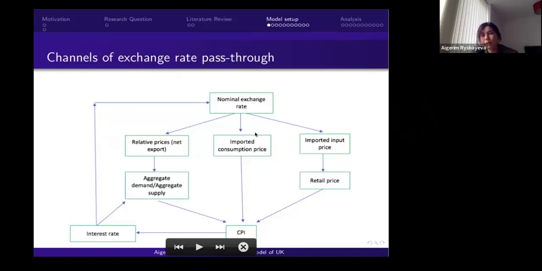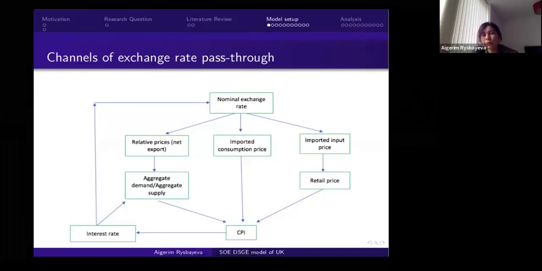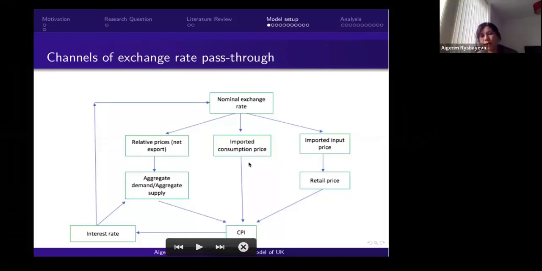So this is a difference between the partial and general equilibrium model. In the partial equilibrium model, there is just one straight line from nominal exchange rate to CPI level. But in the general equilibrium model, you see the dynamics go in both ways, from nominal exchange rate to CPI and from CPI to nominal exchange rate. So this is the main difference between these 2 models, and that's why the pass-through degree is quite different for the 2 models.